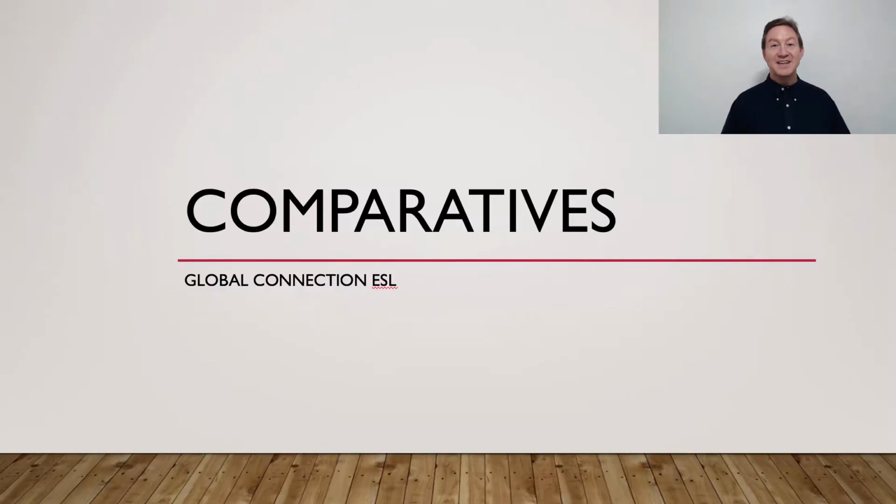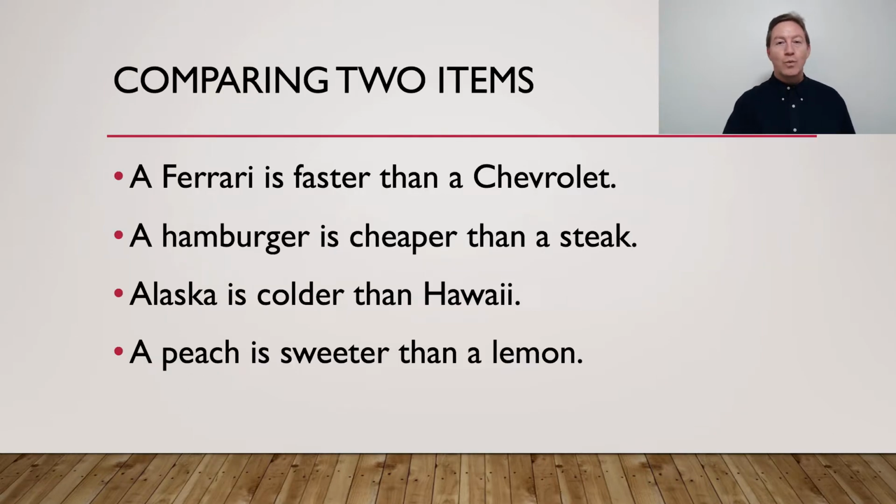Okay, let's jump in. All right, so let's go ahead and jump in and learn about how to compare two things. This is called comparatives. Comparatives help us to compare two things. You can see in these examples, a Ferrari is faster than a Chevrolet. We are comparing a Ferrari with a Chevrolet.